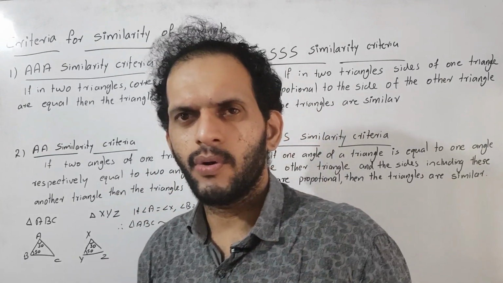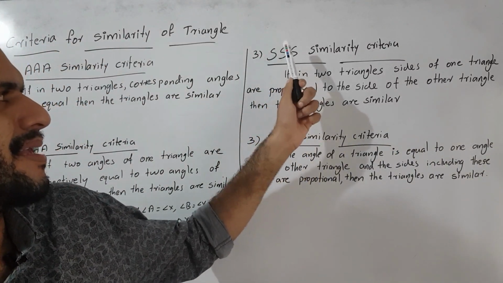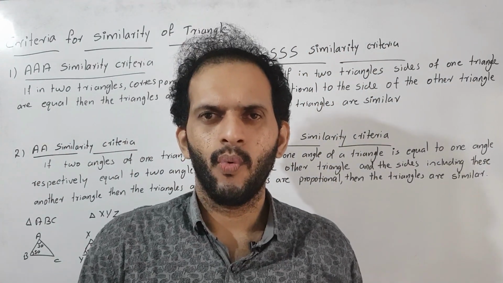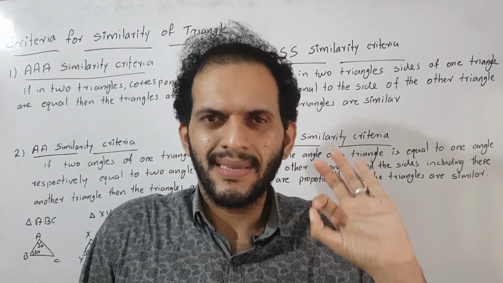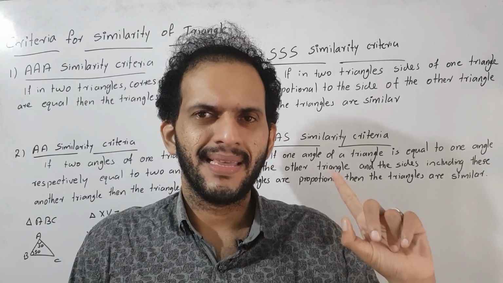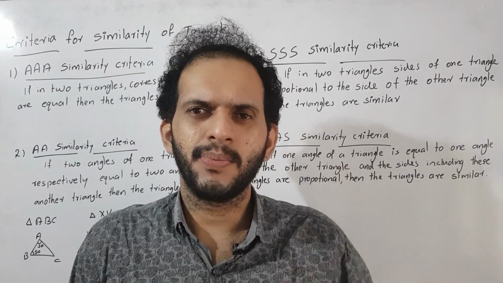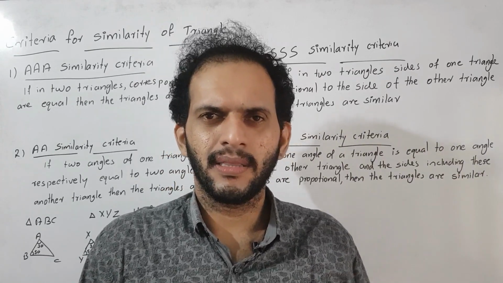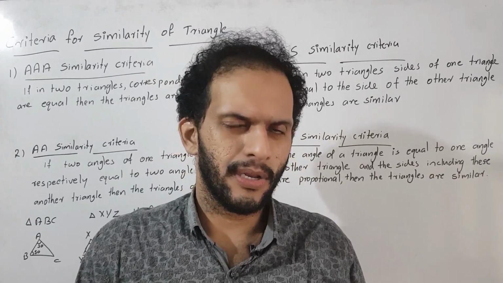Then we go to the next criteria, that one is the S similarity criteria. We know what S is denoting. It is very clear. S means side. Then the third criteria is the side similarity criteria.